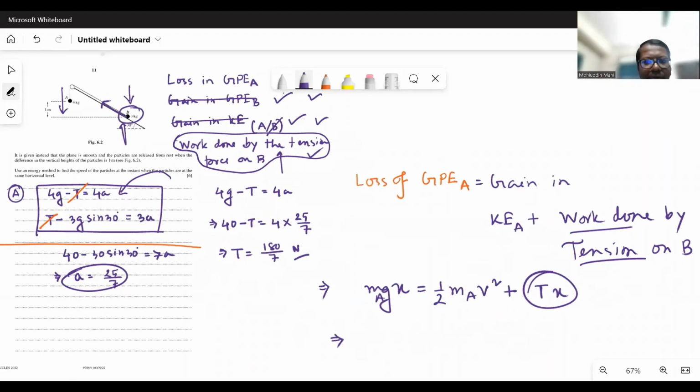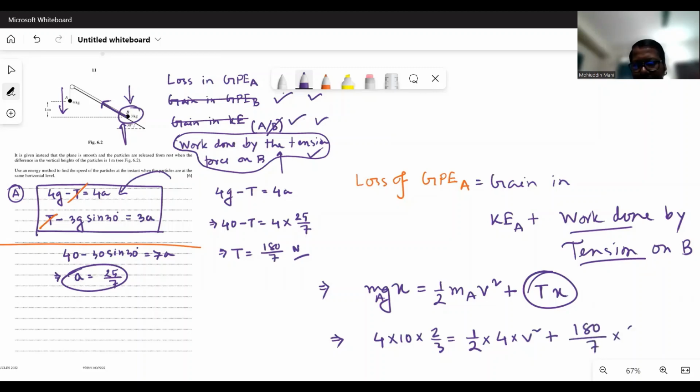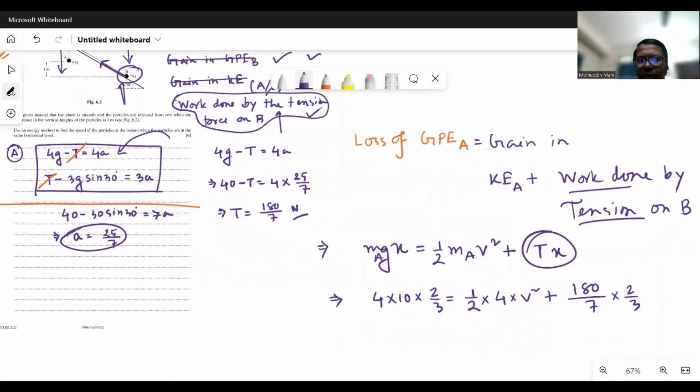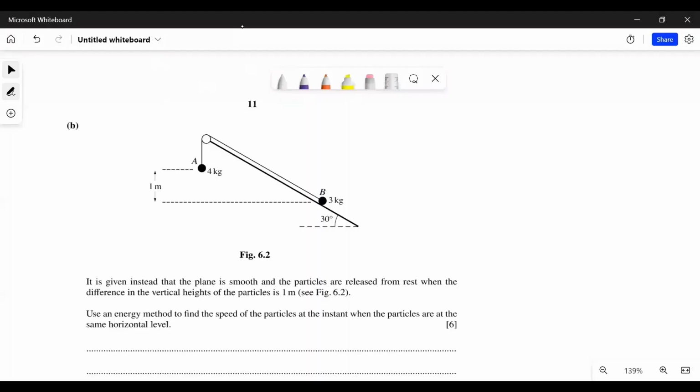Fine. So 4 into 10 into 2 by 3, minus half into 4 into V square. The value of tension is 180 by 7 into 2 by 3. So from here, if we make V the subject, the answer is going to be 2.18 meters per second. Okay, fine. I think you have understood. So let's move on to method 3.